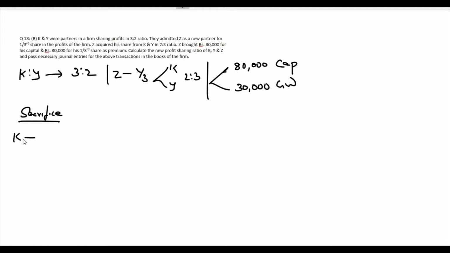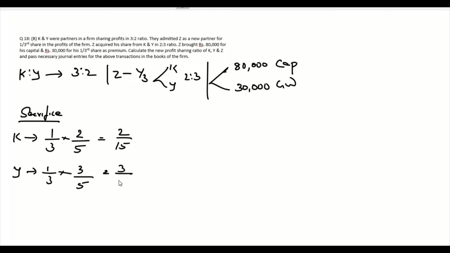For K, Z's share of profit is 1/3 and it's divided in the 2:3 ratio, so it has to be multiplied by 2/5. That is equal to 2/15. Then for Y, Z's share 1/3 multiplied by his share, which is 3/5, which is equal to 3/15. So the new ratio.